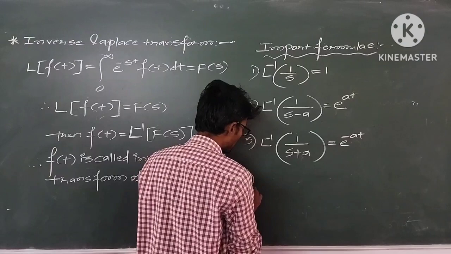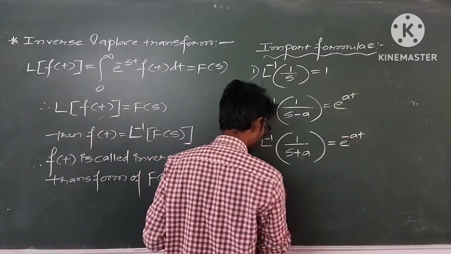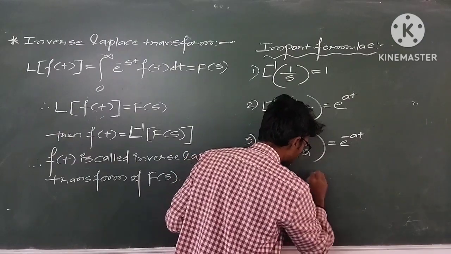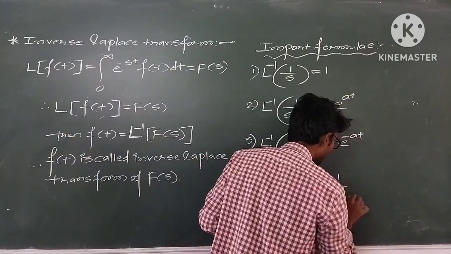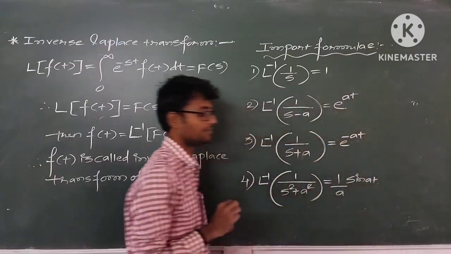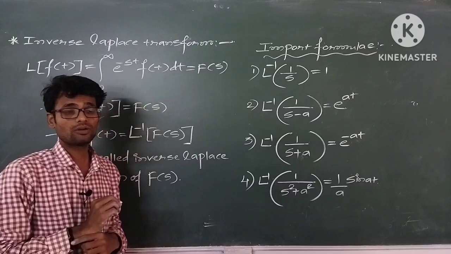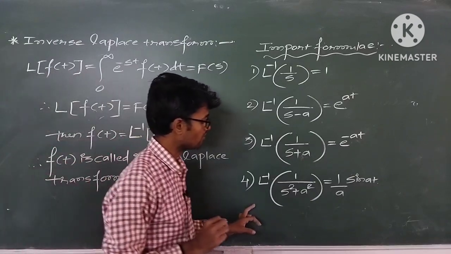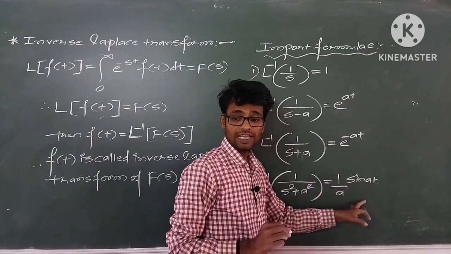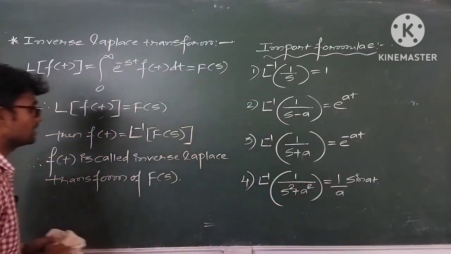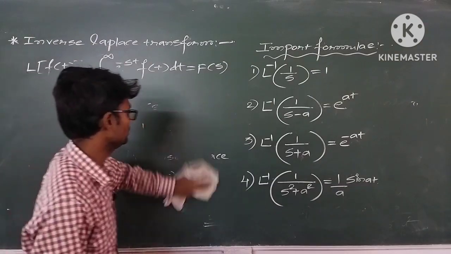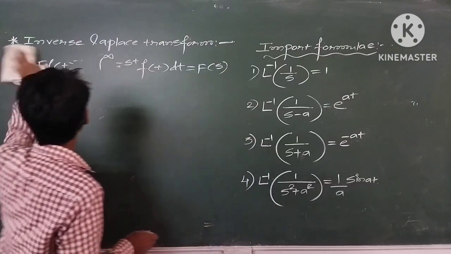Next one, the fourth one: inverse Laplace transform of 1 divided by s square plus a square is equal to 1 by a into sin at. This is a very important formula, you remember. Inverse Laplace transform of 1 divided by s square plus a square is equal to 1 by a into sin at. Next formula, I go for the next formula.